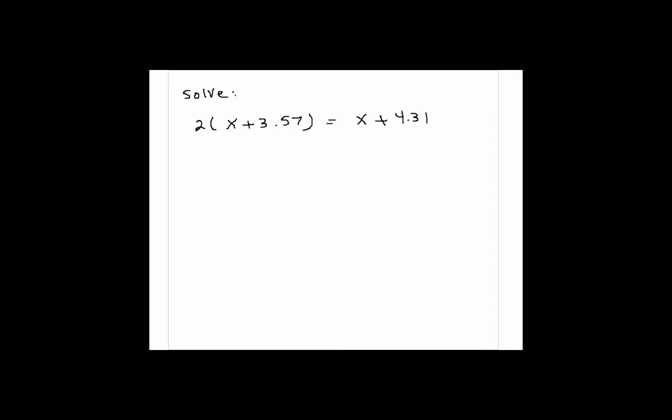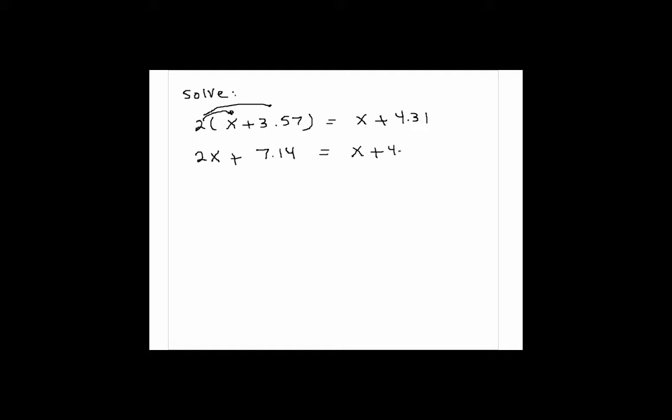The first step is to distribute. You can distribute this too. Get 2x plus, you multiply 2 by 3.57, that would give you 7.14.